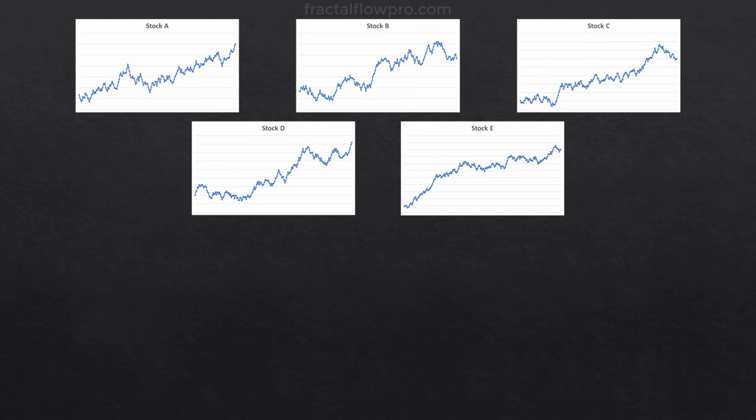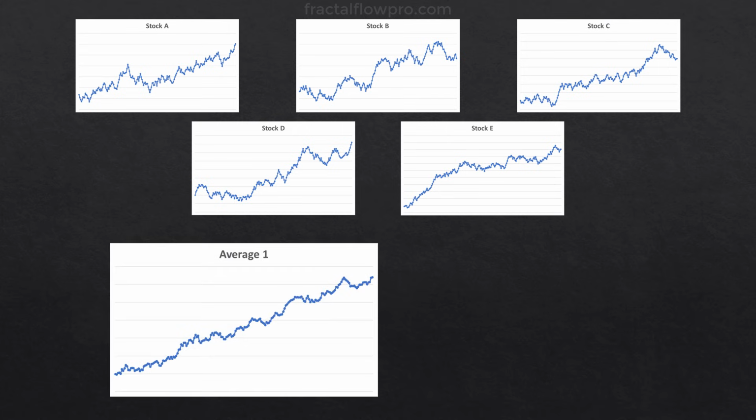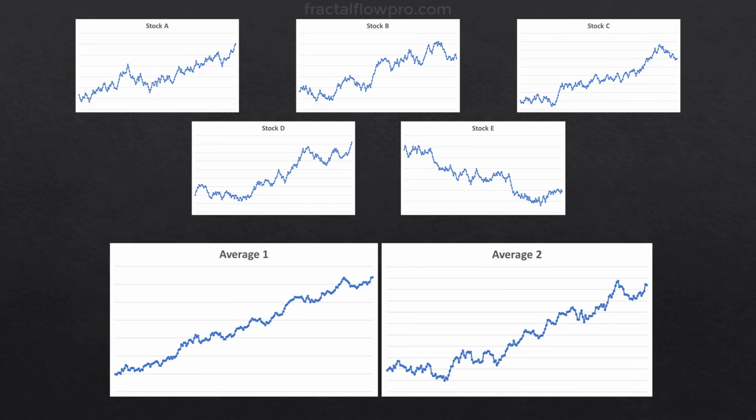Remember that we calculate the average by summing the stock prices from the 5 companies, and then divide this number by the number of stocks being summed, which is 5 in this case. The graph titled Average 1 is the resulting average of these 5 hypothetical stocks. Now imagine that stock E fell instead. If we compute the new average, we'll observe that it still rises because all of the other stocks are rising, and stock E only represents 1/5 of the average.